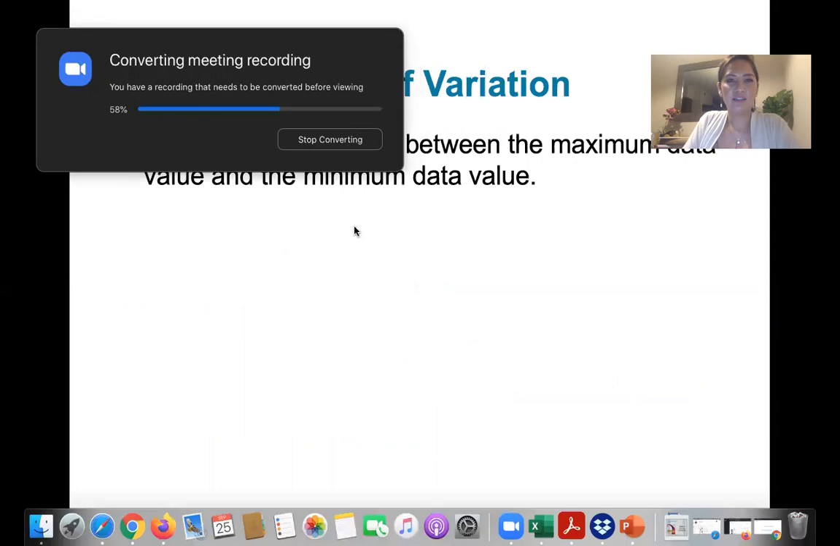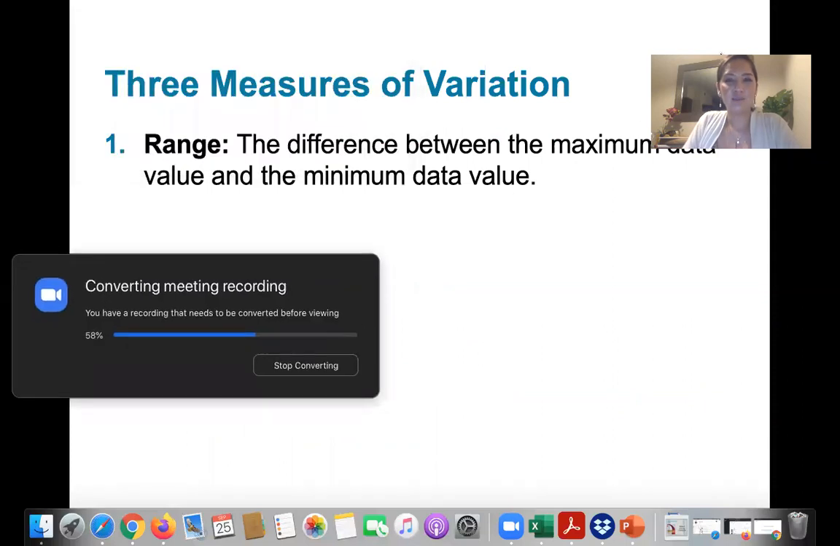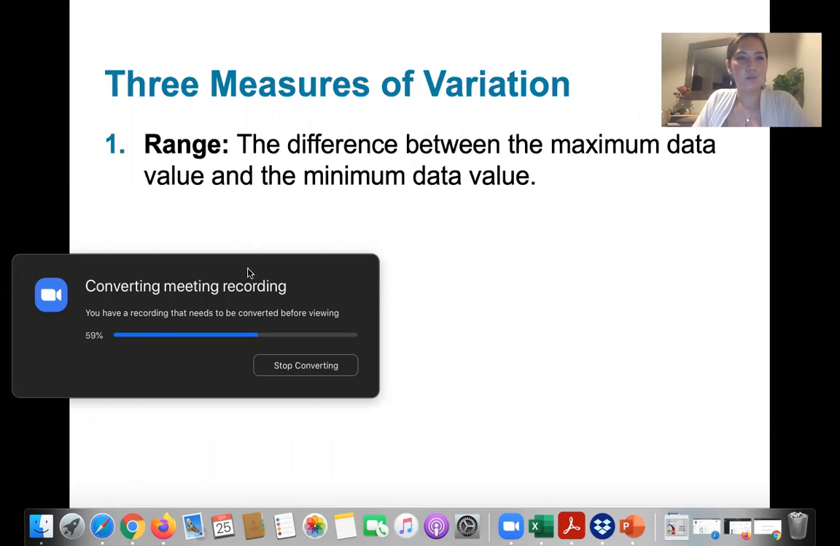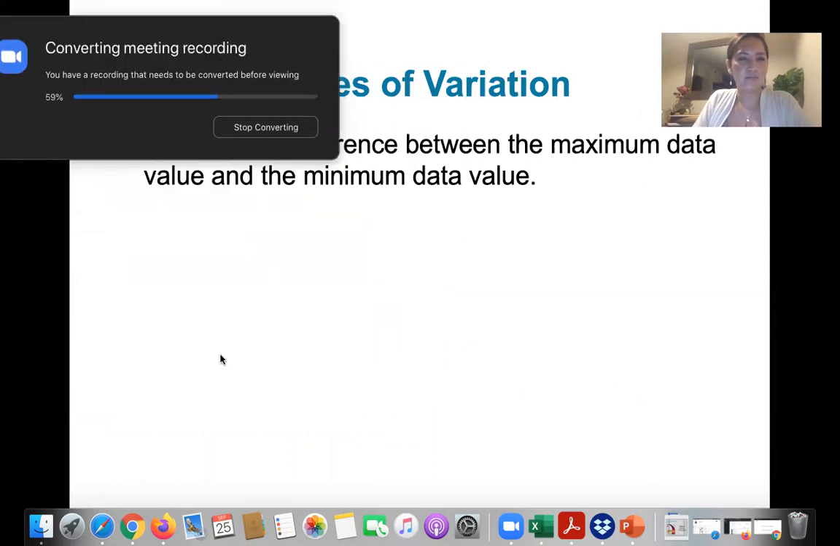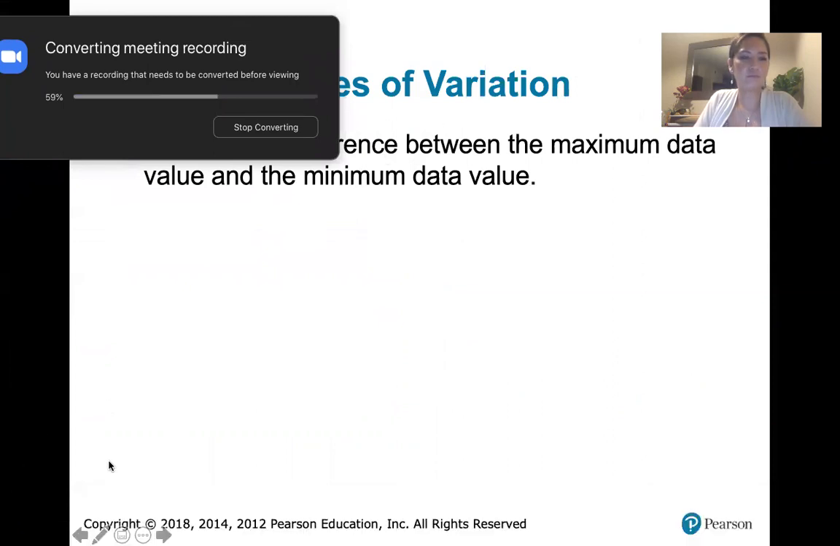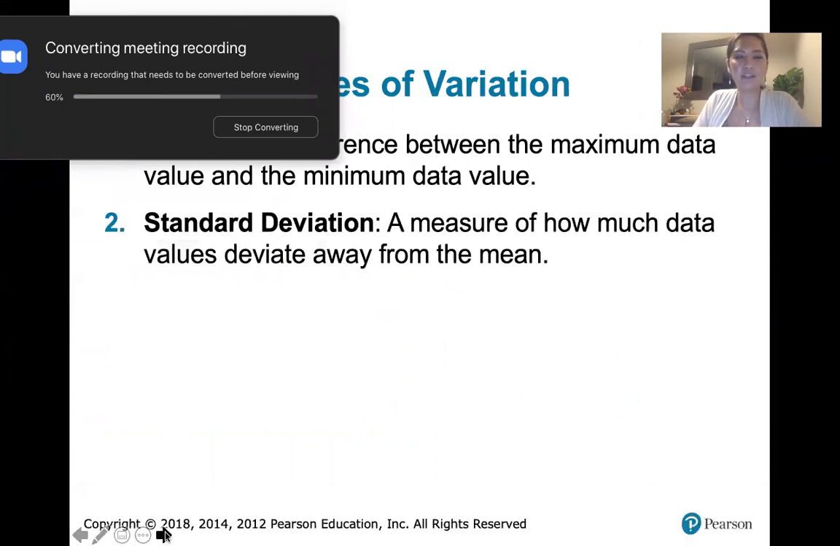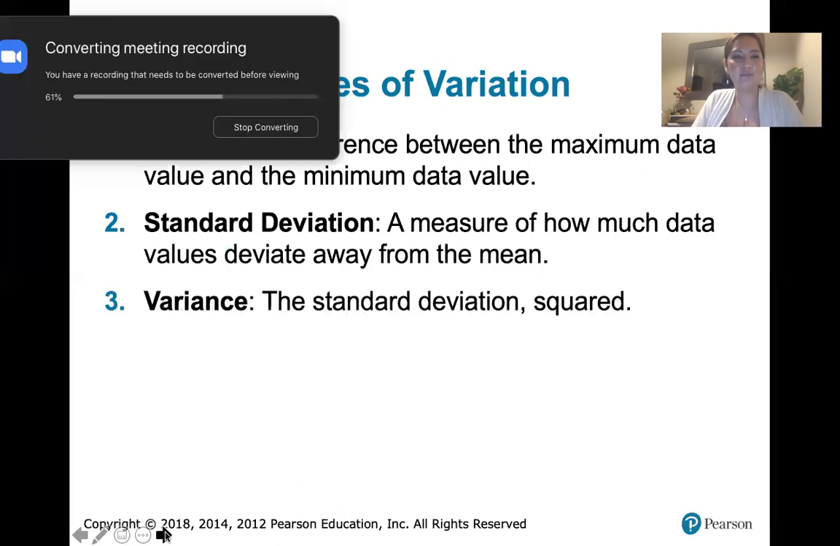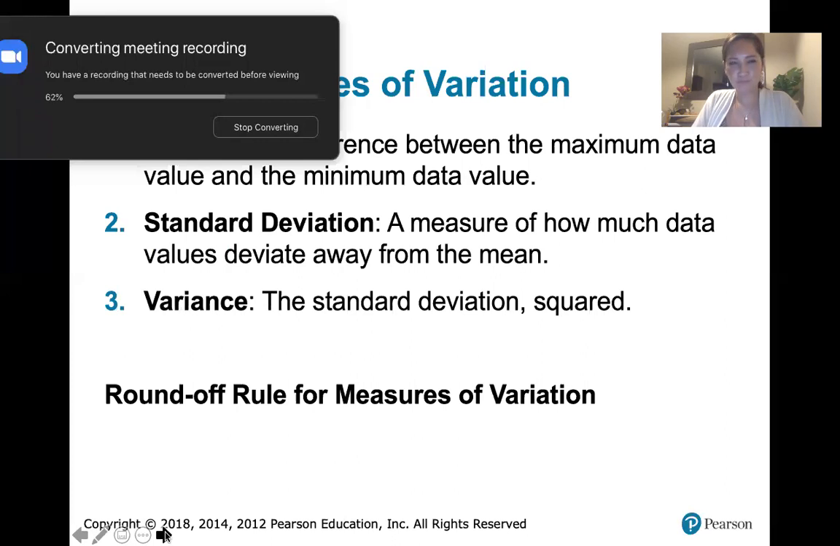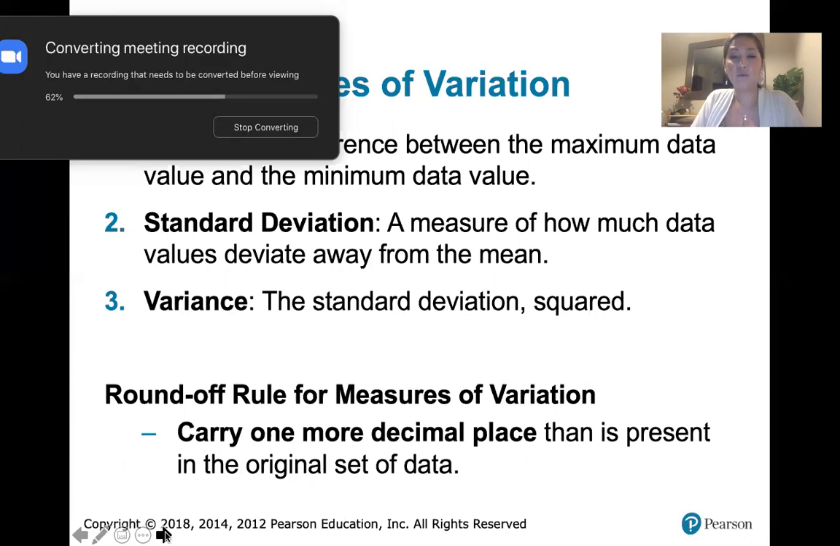So here's our list. The range is the difference between the maximum value and the minimum value on our data list. So that's one measure of variation. The second measure of variation is standard deviation. This is a measure of how much data values deviate away from the mean. And then lastly, we have variance, which is just that standard deviation squared. And we're going to use the following round-off rule for measures of variation. We want to carry one more decimal place than is present in the original data set.